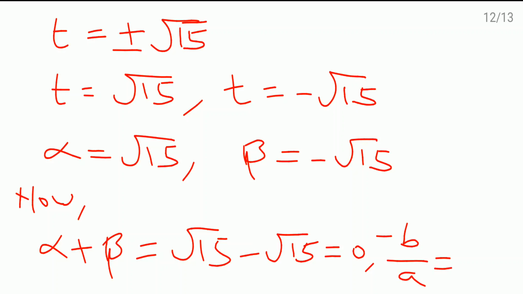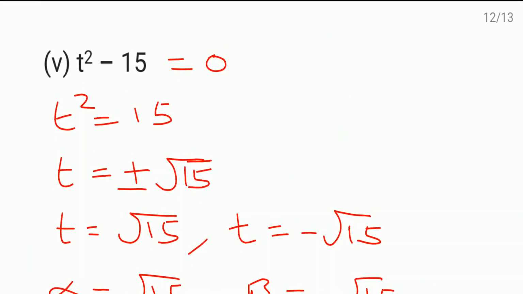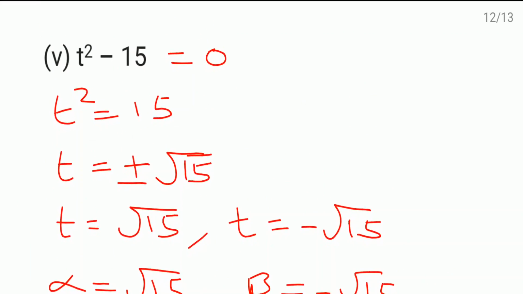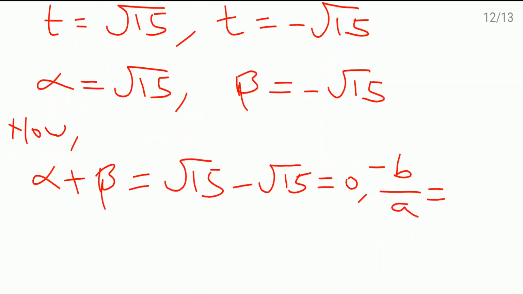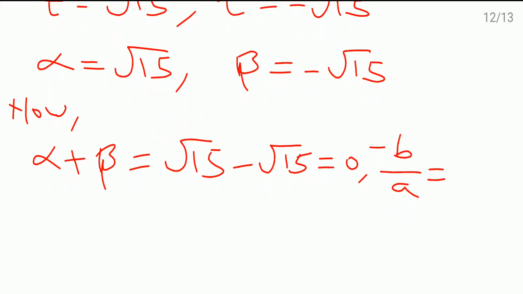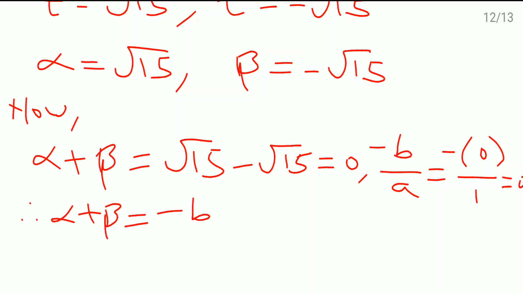See, middle term is missing from here. Middle term is not there. That means value of b is not there. It means that b is what? 0. So here minus this value, 0, divided by a. So what is our a? Is 1. So 0 by anything will become 0. Correct? Therefore, alpha plus beta, which is equal to minus b by a, which is equal to 0, name it as 1.